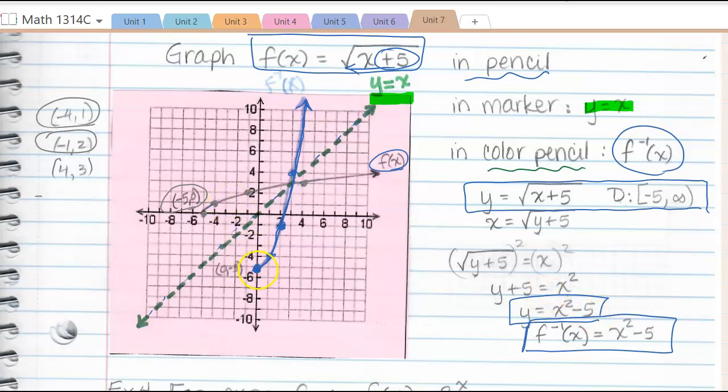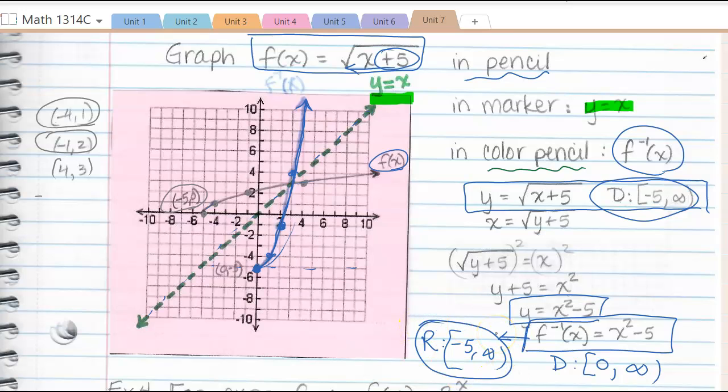But remember, we only want this side of it. So in this case, we would want to make sure that our domain is going from 0 to infinity. But check this out. The range of my inverse function, notice the y values are going from negative 5 to infinity. That is where those two changes happen when we switch the x's and y's. The x's, or the domain, became the y's for the inverse function of it.